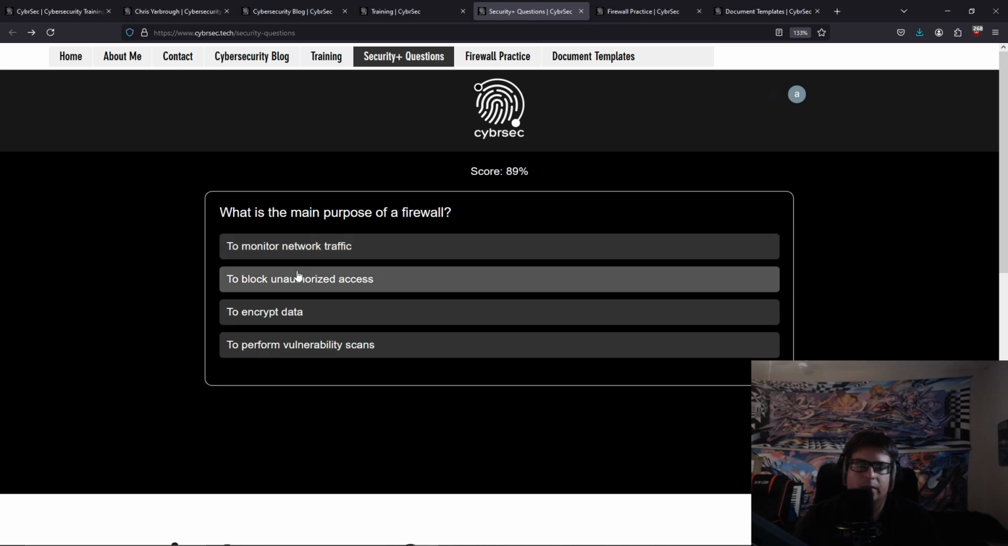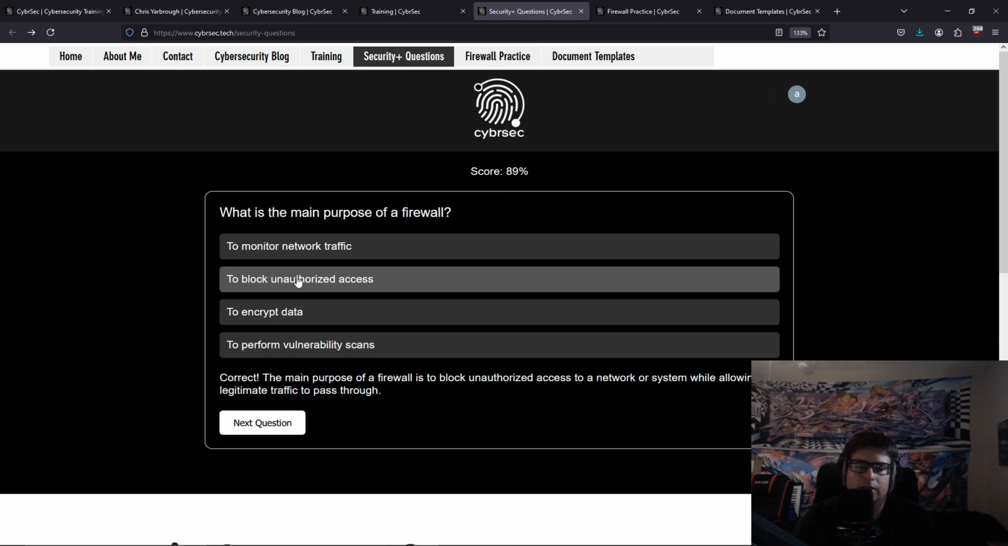What is the main purpose of a firewall? It could be to monitor, but it's definitely to block. Correct. The main purpose of a firewall is to block access to a network or system while allowing traffic to pass through.